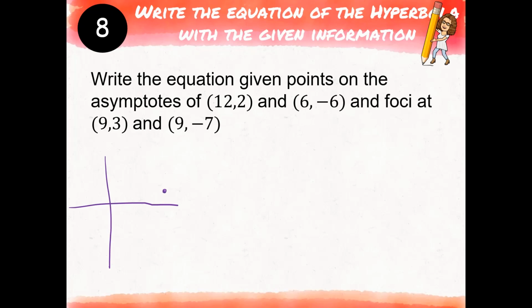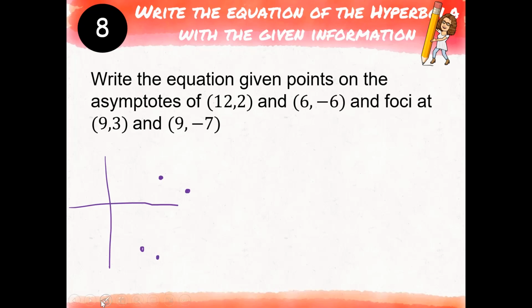So I have (12, 2). Actually, 12 probably should be a little further out, shouldn't it? Let's do a little... (12, 2). There we go. And then (6, -6). And then my foci are at (9, 3) and (9, -7).